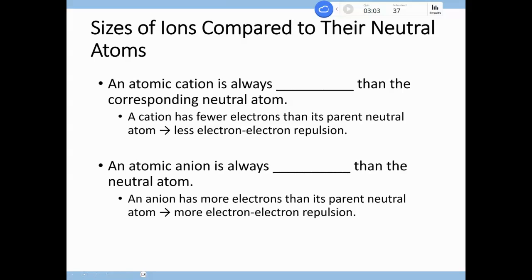If you remove an electron, so to create a cation, now we have fewer electrons in that outermost shell. There's less electron repulsion, and they can feel a stronger pull to the nucleus. So a cation is always smaller than the same atom with a neutral charge. If you're taking away an electron, the remaining electrons get closer to the nucleus.